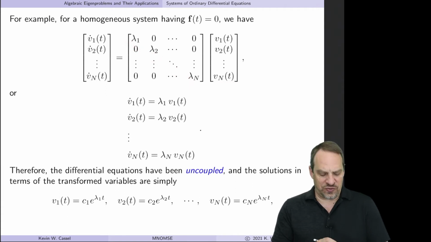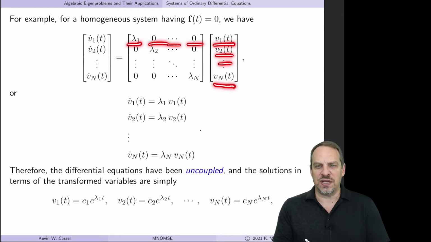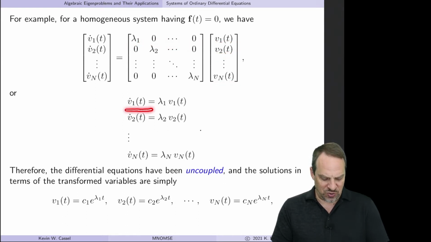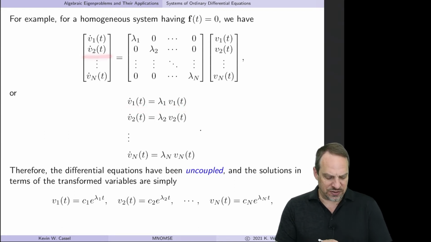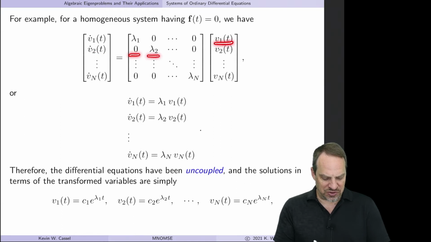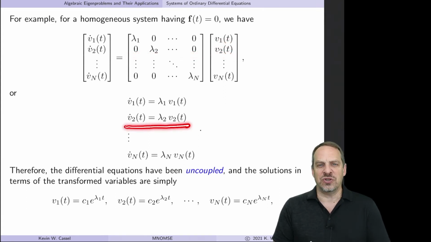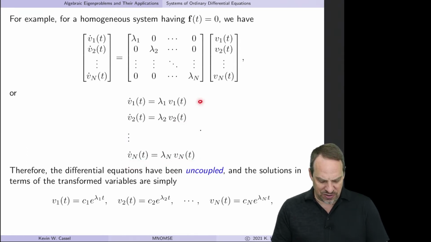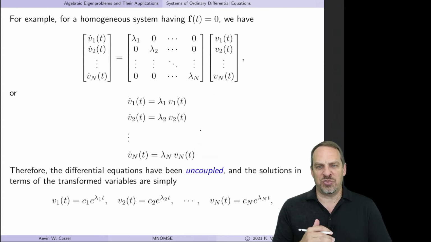So the first equation is V1 dot is equal to lambda 1 times V1 plus 0 times V2 plus 0 times V3 all the way to Vn. So that first equation is just V1 dot equals lambda 1 V1. The second equation is V2 dot equals 0 times V1 plus lambda 2 times V2, and all the other terms vanish because of these zeros. So V2 dot is lambda 2 times V2, and that continues all the way to the last equation. So as you can see now, we have an uncoupled system of equations.